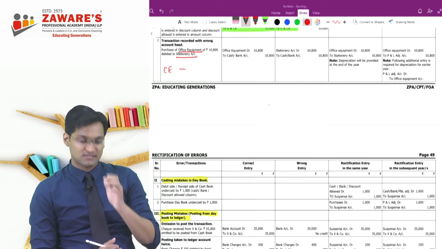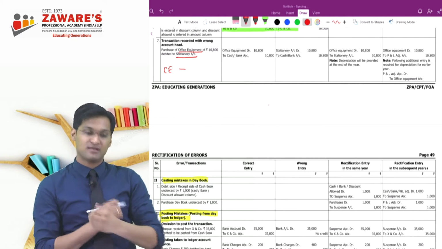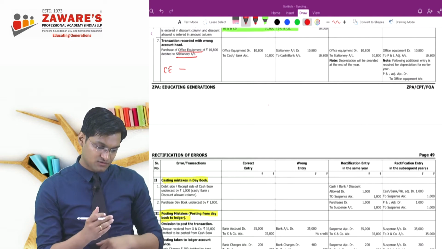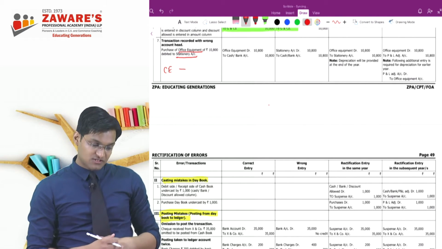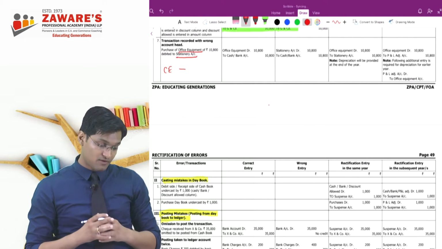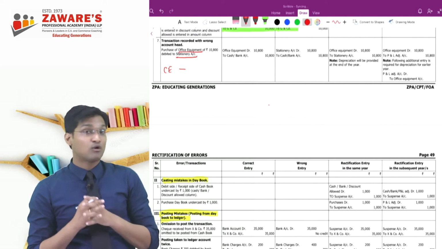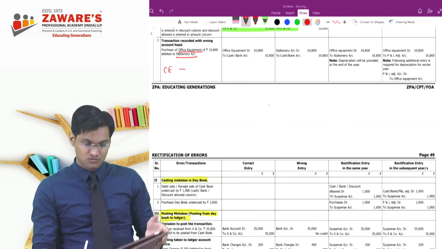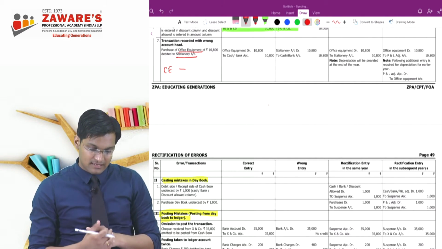Which type of error it is? Error of principle. Correct entry should have been office equipment account debit to cash or bank account credit. What is the wrong entry? Stationery account debit to cash or bank account credit. What rectification entry you will pass? Office equipment account debit to stationery account credit.